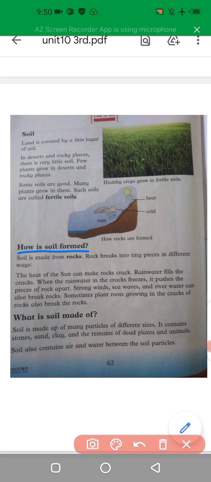Rainwater fills the crack. When the rainwater in the cracks freezes, it pushes the piece of rocks apart. Strong winds, sea waves, and river water can also break rocks. Sometimes plant roots growing in the cracks of rocks also break these rocks.